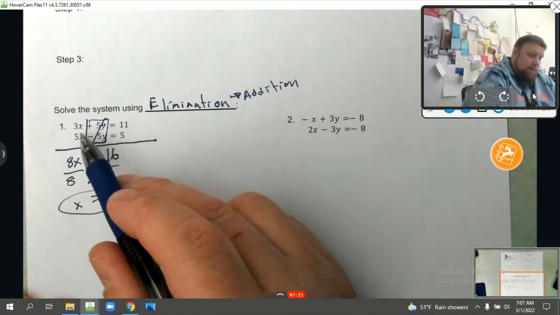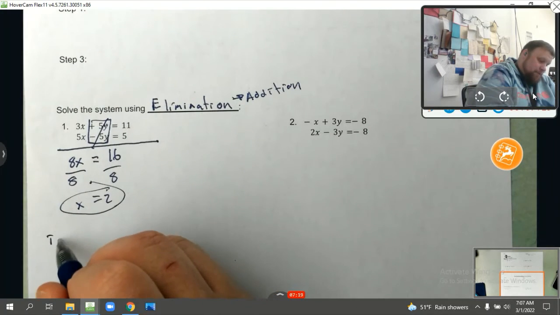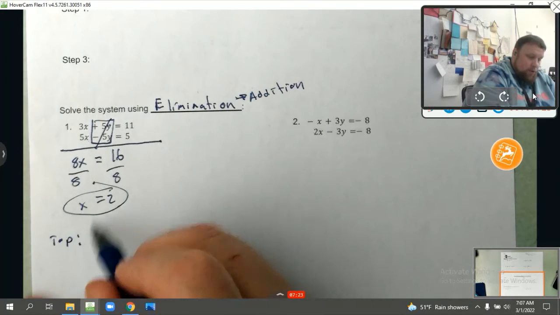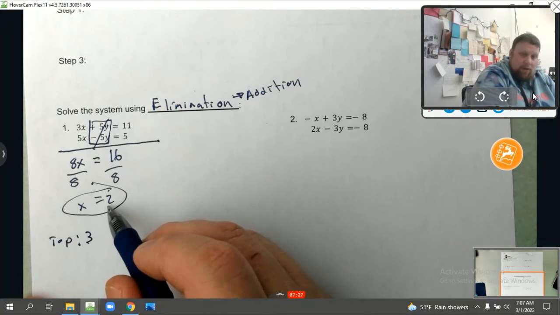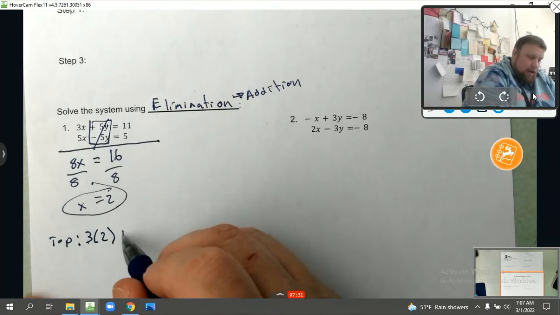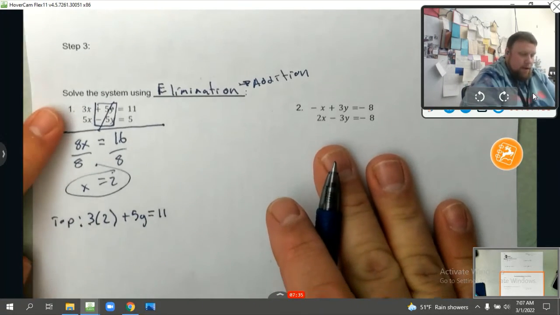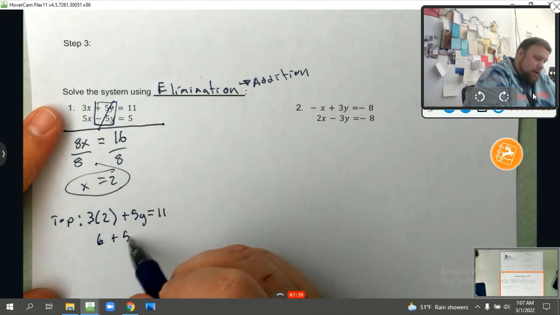Okay, so I'm going to pick this top equation. So for the top, we know that it's 3x plus 5y equals 11. So I'm going to write 3. Instead of x, though, I've already solved for x. So I don't need to write x anymore. I can write 2. And plus 5y equals 11. And I just wrote top so you'd know I did it in the top. And we have 6 plus 5y equals 11.